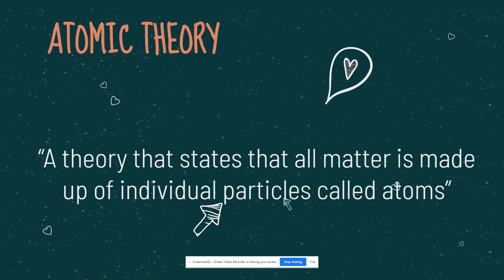Atomic theory. It's a theory that states that all matter is made up of individual particles called atoms. This atomic theory also gives us information about protons, neutrons, electrons, and the nucleus, which are also terms that you'll learn here in a second.